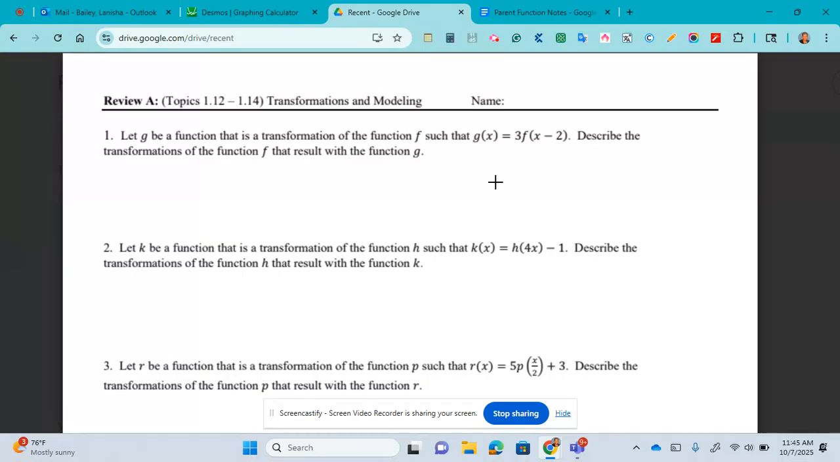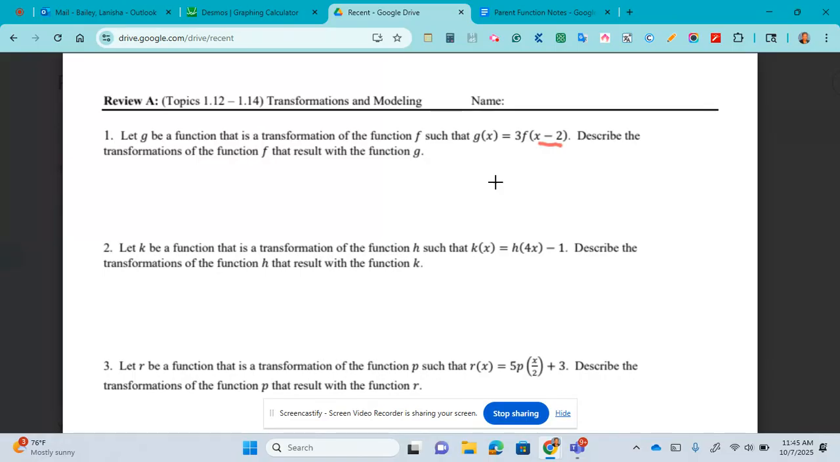So now let's go ahead and go over these transformation rules. This is in review A, topics 1.12 through 1.14. Now, we're going to break apart each part of this equation to see what is the transformation. First, inside with the x, we know that the x's lie. So we know x is moving what direction? Left or right? If I'm going the opposite direction, am I going towards the left or the right? The right.